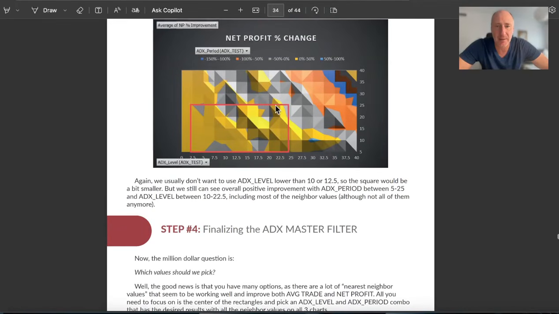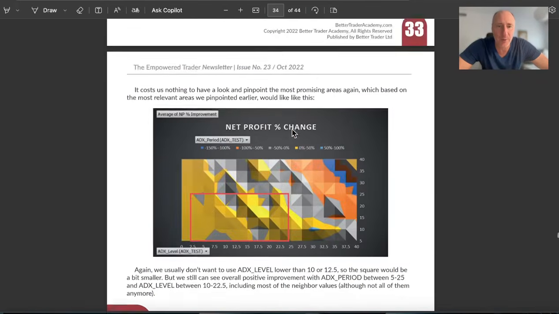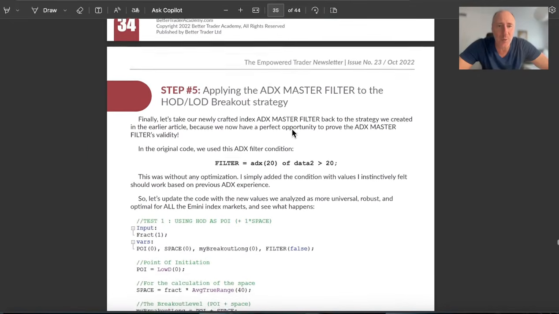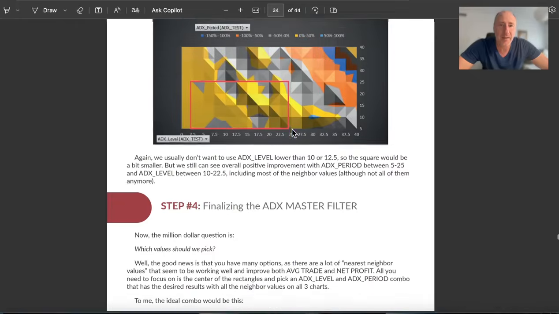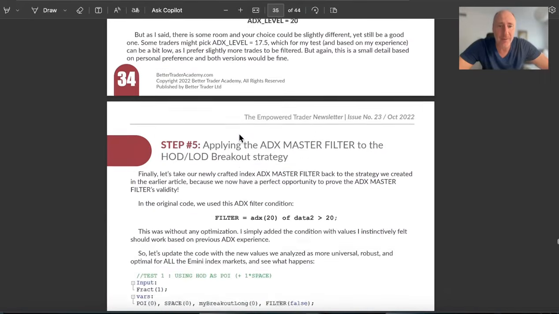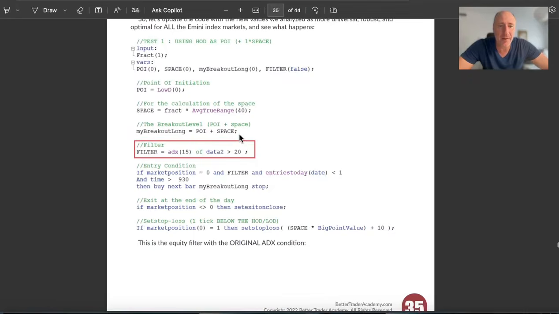I think that should be it. Period 15, level 20, that seems to be quite reasonable, and it actually overlaps very nicely with this average trade. So we're improving both net profit and average trade. There's not always just one solution. There can be different combos. There can be 1, 2, or 3 different combos. So you need to try all of them. But with this one, this would be my final calibration.